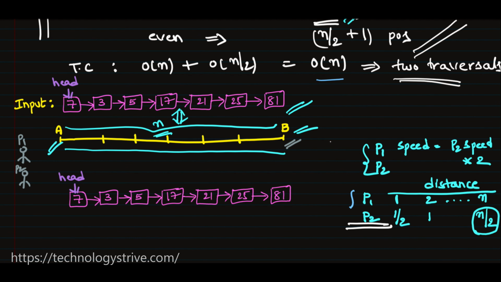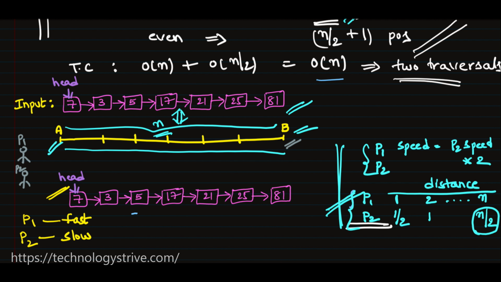Now let's see how we are going to solve this using this technique. Here we have two persons in the race. In a similar way, we will take 2 pointers instead of 1 pointer, and traverse the linked list in the same fashion. One is a fast pointer and the other is a slow pointer. Initially both point at the head node of the linked list. Here the fast pointer is P1 and the slow pointer is P2, because P1's speed is double P2's speed.